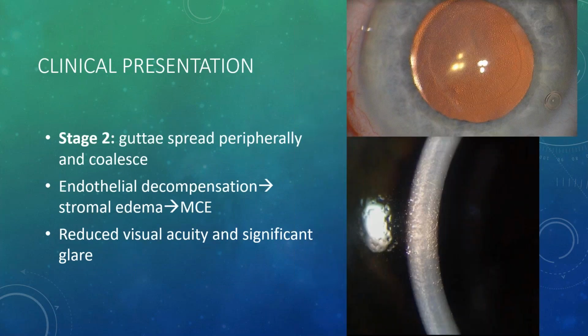Stage 2, we start to see the guttae migrate outside the central 4 millimeters and start to affect the peripheral endothelial cells. And somewhere in this stage is where we start to see some endothelial decompensation. And it's not always clear exactly when the decompensation occurs, because stromal edema can be very, very subtle. Often you can't see it, you can only measure it in the form of pachymetry or some sort of tomography. When the stromal edema worsens, you usually develop microcystic corneal edema, and that's really when patients present with reduced visual acuity and significant glare. So that will bring them into the office if they haven't previously been identified.